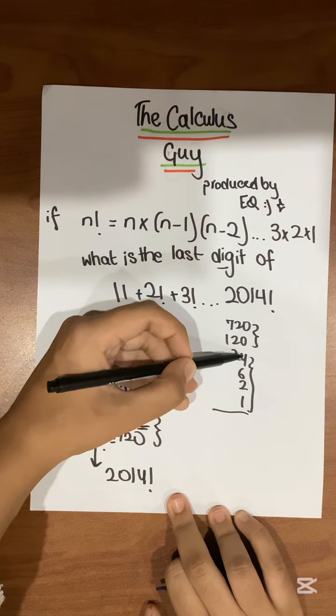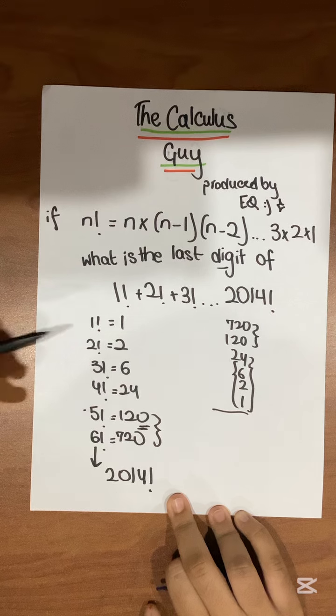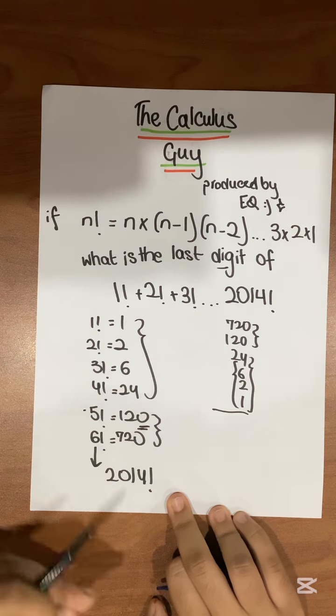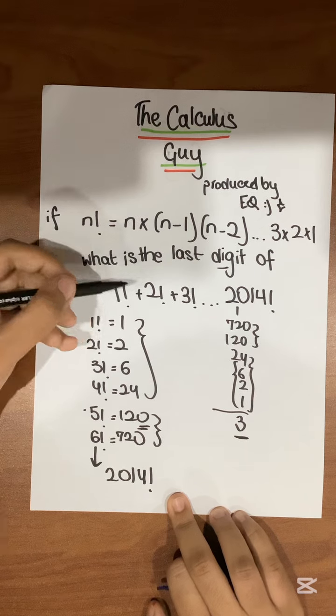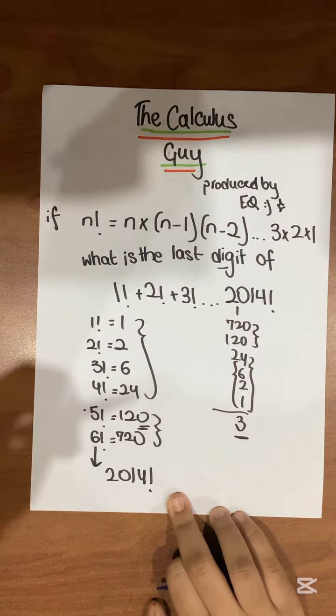So the last digit is basically going to be the sum of these few important digits because they're the only ones in the units column that actually have some value there. So we're going to have the value of 3 here because the sum is 33, and 3 is going to be carried over, so the answer is going to be 3. The last digit of 1 factorial plus 2 factorial all the way to 2014 factorial is 3.